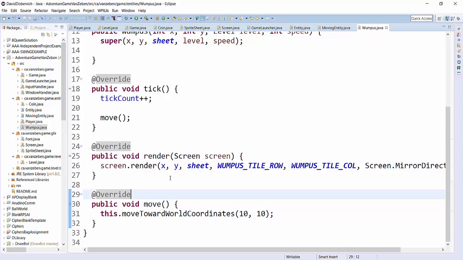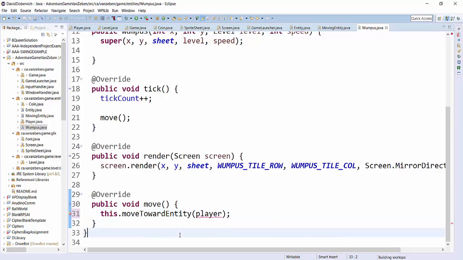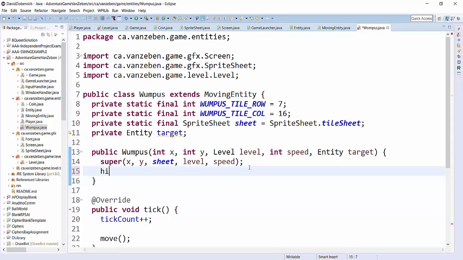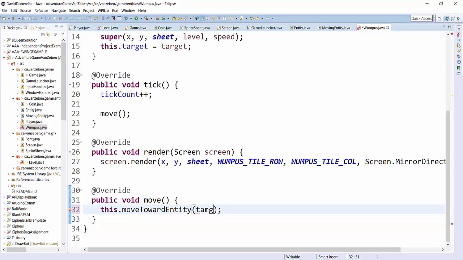Now let's have our wumpuses move toward the player, maybe. So the wumpus is going to move toward entity. I want to have them move toward the player. But we don't have a copy of the player here. So whenever we construct wumpuses, let's construct them with a target. So private entity target, and this dot target equals target. When we construct a wumpus, we give it a target, and then we have the wumpus move towards its own target.